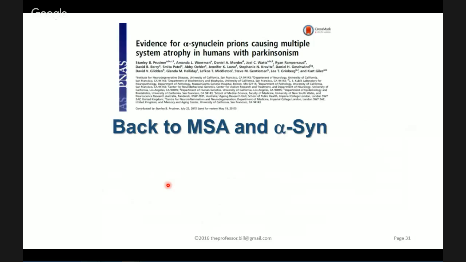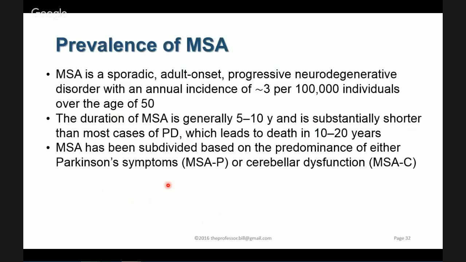Can I take alpha-synuclein from a brain that has MSA, and can I cause this alpha-synuclein to start aggregating inappropriately, just like we see in MSA? If we can show that, then it's an indicator that maybe it's a lot like the prion disorders that we've just taken a look at.